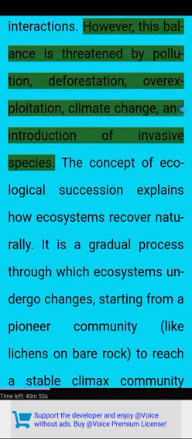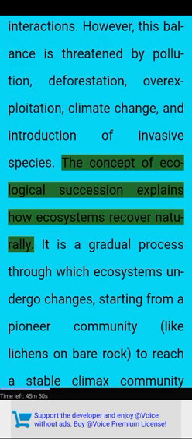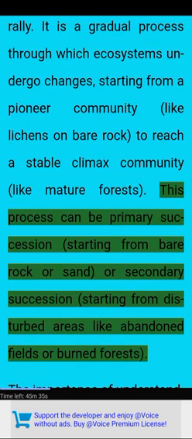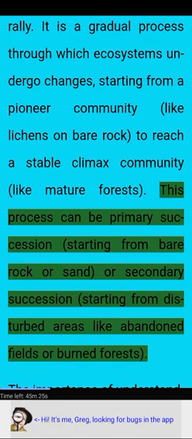However, this balance is threatened by pollution, deforestation, overexploitation, climate change, and introduction of invasive species. The concept of ecological succession explains how ecosystems recover naturally. It is a gradual process through which ecosystems undergo changes, starting from a pioneer community, like lichens on bare rock, to reach a stable climax community, like mature forests. This process can be primary succession, starting from bare rock or sand, or secondary succession, starting from disturbed areas like abandoned fields or burned forests.